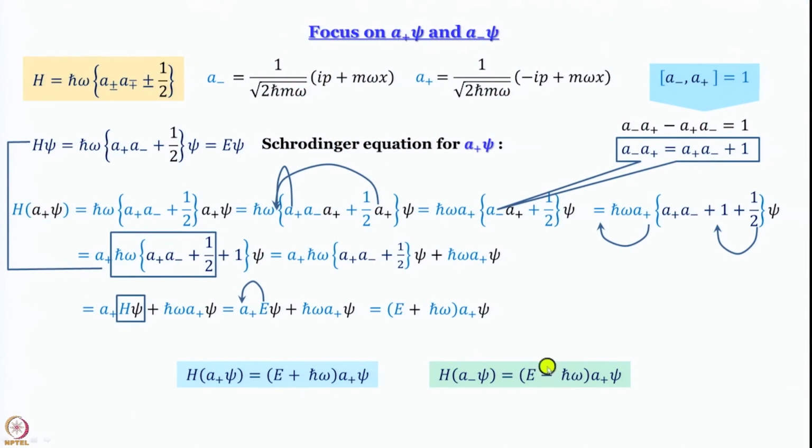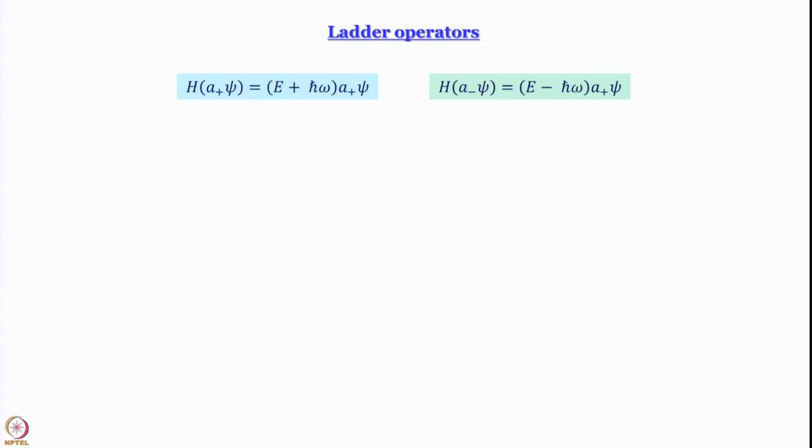Similarly, now I ask you to work this out yourself. Please convince yourself that H operating on A minus psi is equal to E minus H cross omega multiplied by A minus psi. Oh sorry, this is a printing mistake. It is a peril of copy paste, I just copy pasted and forgot to change plus to minus, please correct it yourself. But let us go ahead and now conclude this discussion on ladder operators.